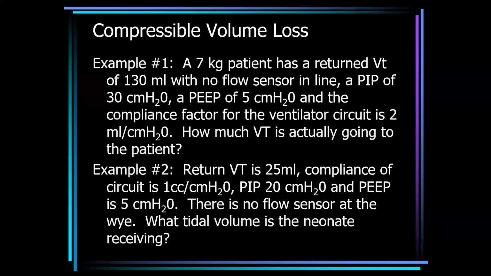No, I'm saying, is she saying you take the 130 and subtract the 50 from it? So how did you do it, Ms. Vicky? I calculated the compressible volume loss, which is 2 multiplied by 25. 25 is the delta P. It gives you 50. Okay, so we need delta P. Yeah, 30 minus 5. It's 20.